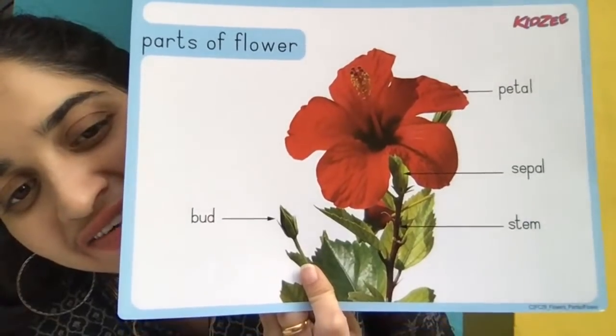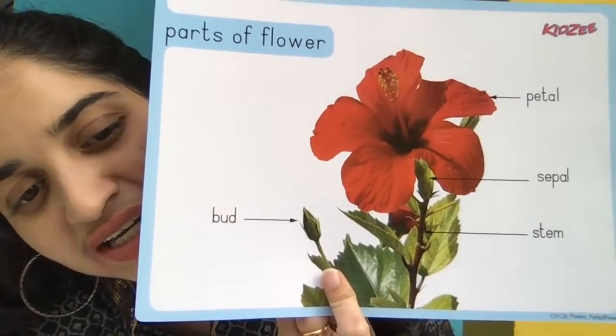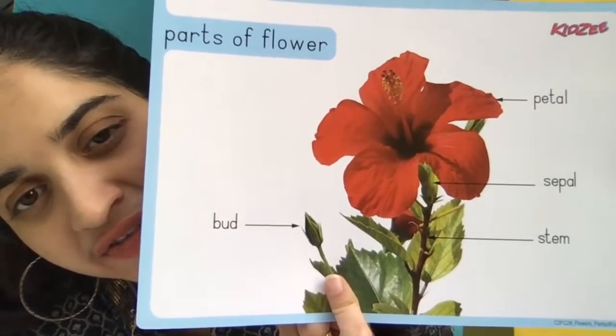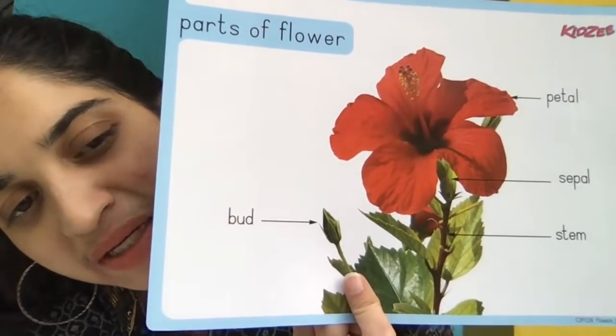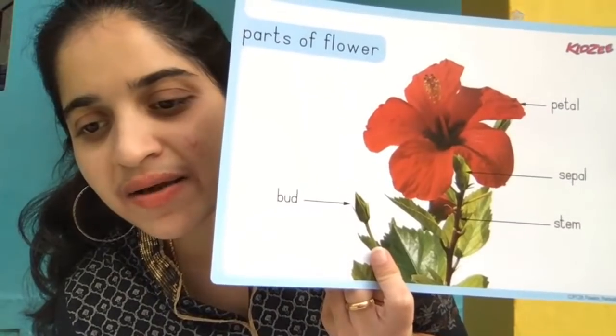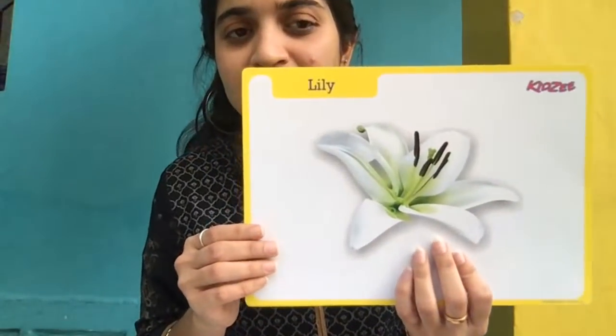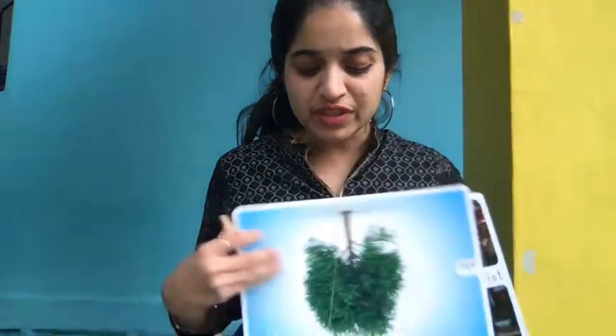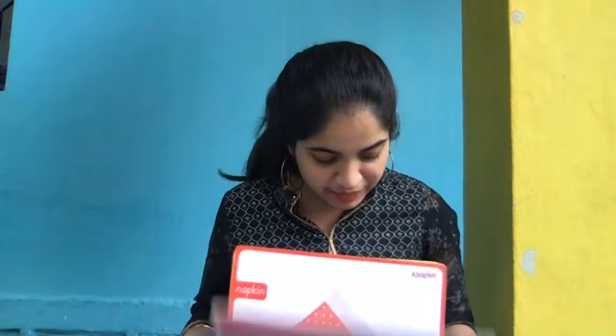These are the parts of a flower. Did you see here? Petal, sepal, stem and bud are the different parts of a flower. Lily, dahlia are also different flowers. So today I would like to share with you a beautiful story of a red rose. How many of you know the story of a red rose? Let me know, children, if you already know the story.